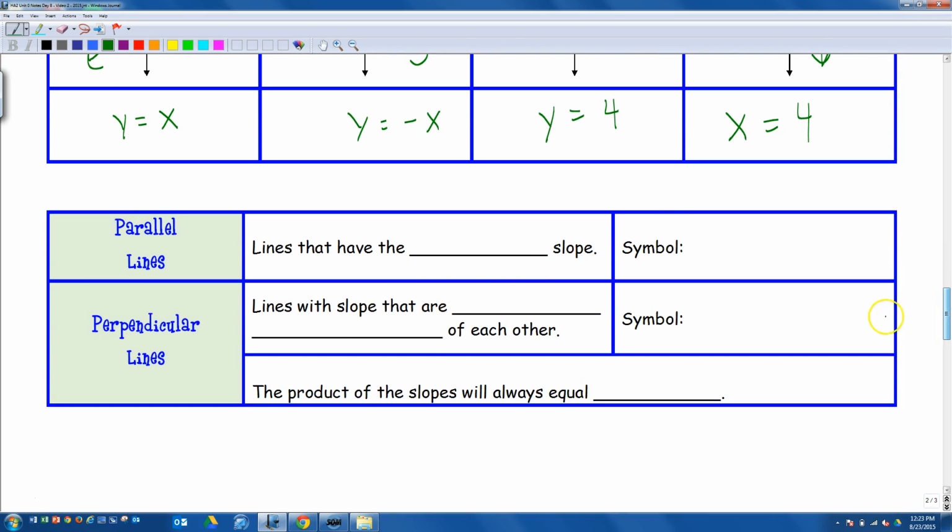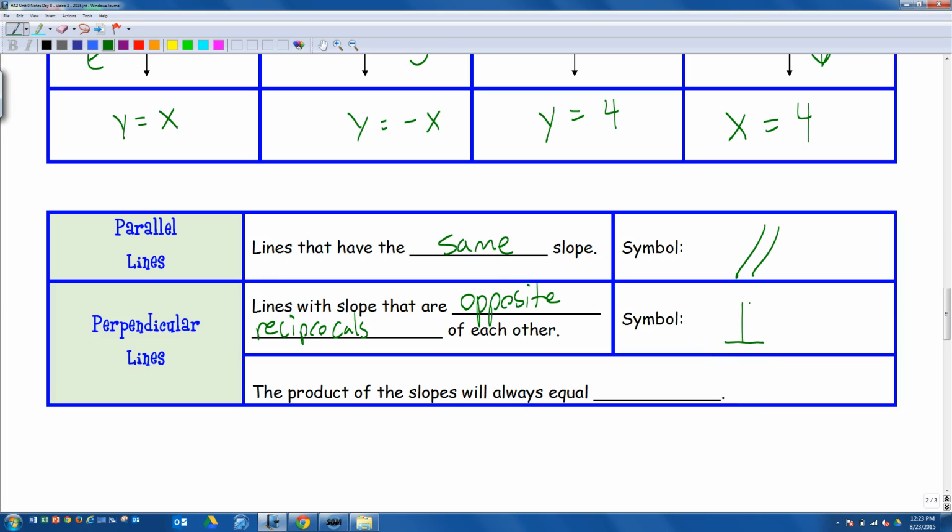Parallel lines, lines that have the same slope. And parallel lines, we usually kind of just draw two lines that are parallel. Perpendicular lines, lines with the slopes that are opposite reciprocals of each other. The symbol we use for a perpendicular is that.